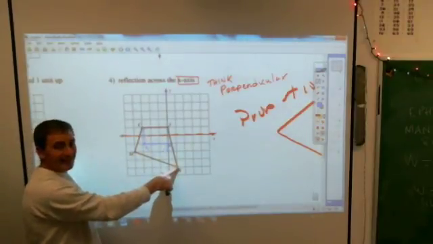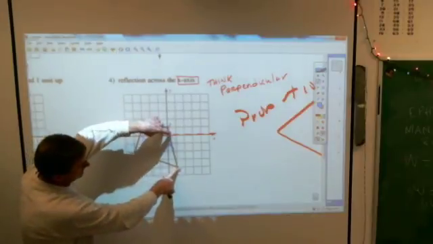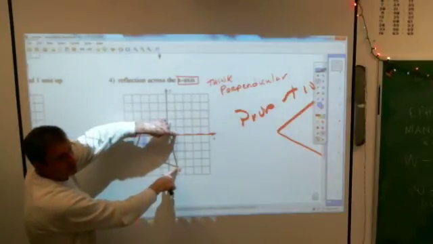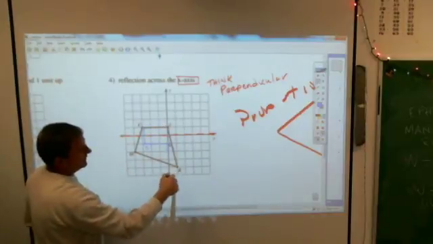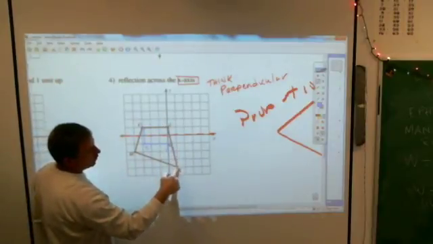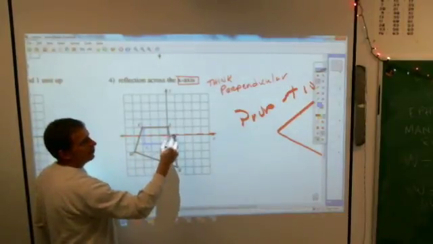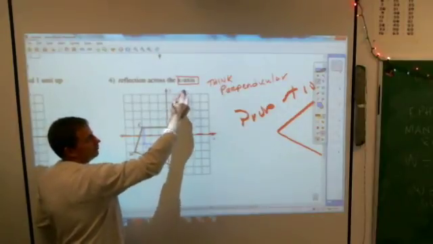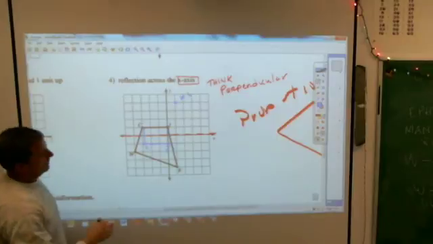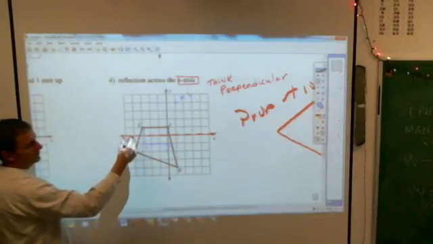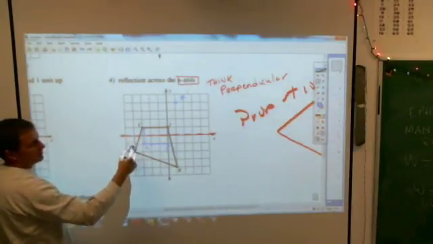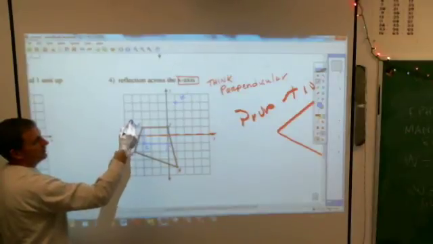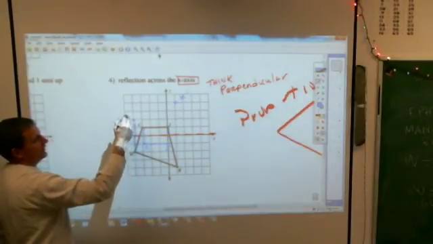Finding the new point K. Again, look at it with respect to where your reflection point is. K is 1, 2, 3, 4 down. So go 1, 2, 3, 4 up, and there is K prime. M, from this point right here, is 2 down this way. So you go 2 up this way, and there is point M prime.